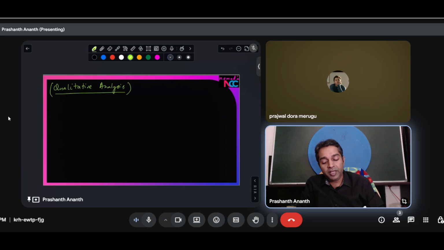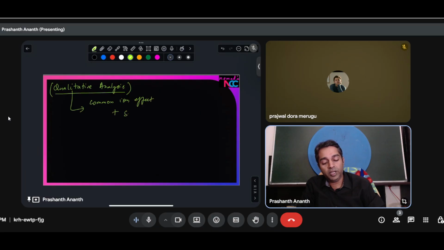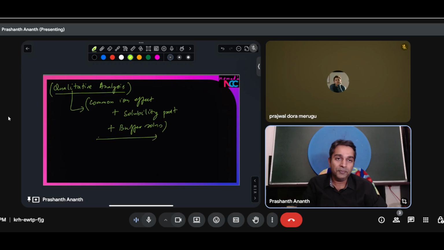So when it is based on this, how to proceed and check out the qualitative analysis part, this is something I suppose we'll discuss later. There will be a lot of common ion effect over here, along with solubility product, along with buffer solutions. So some very interesting questions can be made out of this theoretically. They are of course not going to be that straightforward.